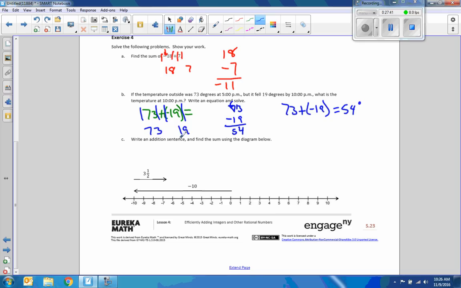Write an addition sentence and find the sum using the diagram below. So we start at 0 and we went left 10. So I would say negative 10 plus, and we went to the right, parentheses, plus 3 1/2 equals, and we ended up right here, which is negative 6 1/2.